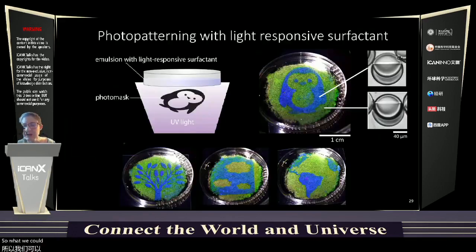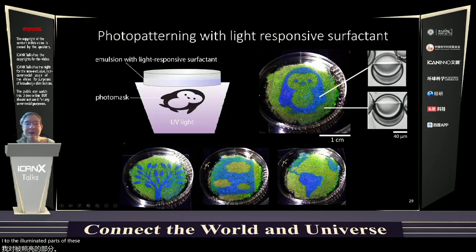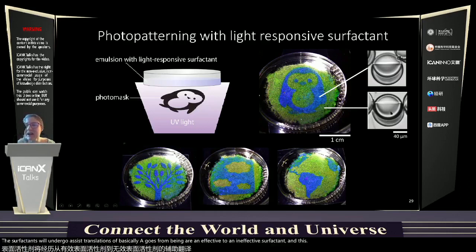So what we could do with this is actually pattern different structurally colored images in these oil and water emulsions. This is a petri dish full of these oil droplets in water, and we use a photo mask to illuminate parts of this droplet mat, if you will, with UV light or blue light. We have a light responsive surfactant stabilizing the droplets. When you expose the droplets to UV light, the surfactant will undergo a cis-trans isomerization. So basically it goes from being an effective to an ineffective surfactant, and this changes the droplet shape.